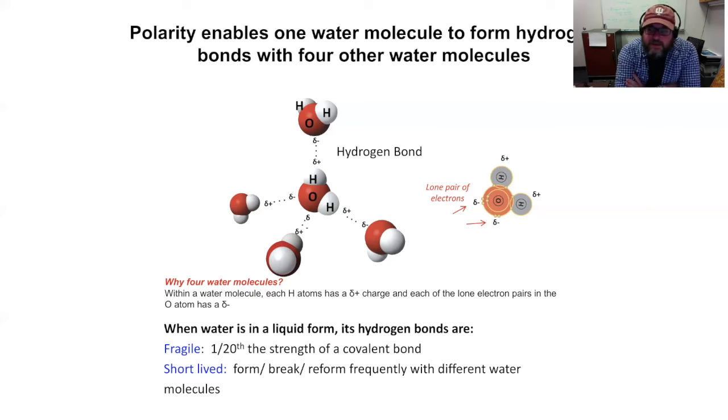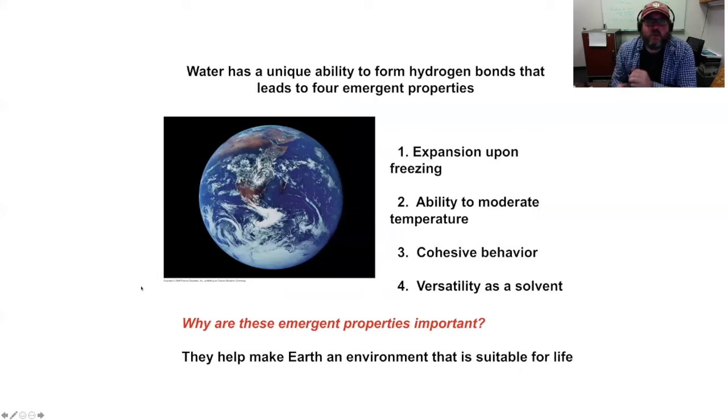Okay, so these bonds impart certain qualities upon water. And really, they serve as the foundation of life on Earth. So let's examine how hydrogen bonds and water itself are essential for life. So water, because of its ability to form hydrogen bonds, has 4 emergent properties.